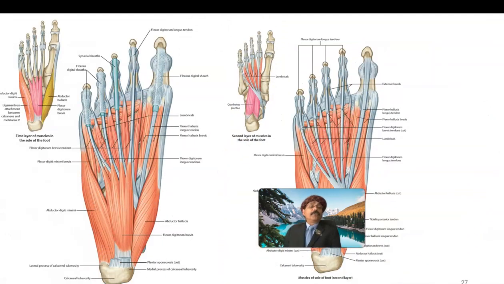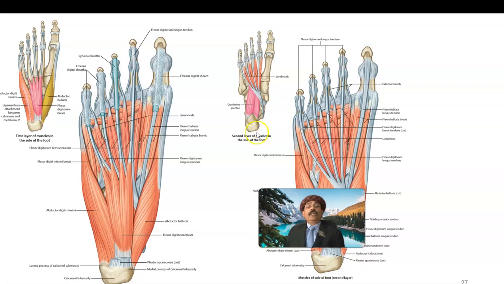Here we are looking at the muscles. Okay. So first layer muscles: abductor hallucis, flexor digitorum brevis, abductor digiti minimi. We got the first layer of muscles. Here also the same. What is this muscle? This is the flexor digitorum brevis. This is the abductor hallucis. This is the abductor digiti minimi.